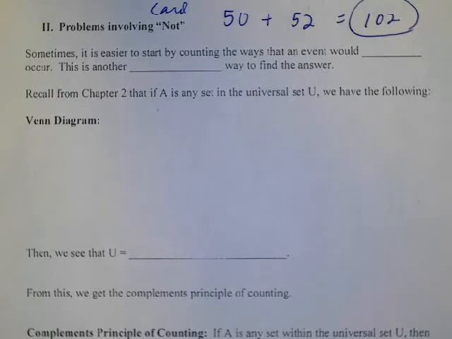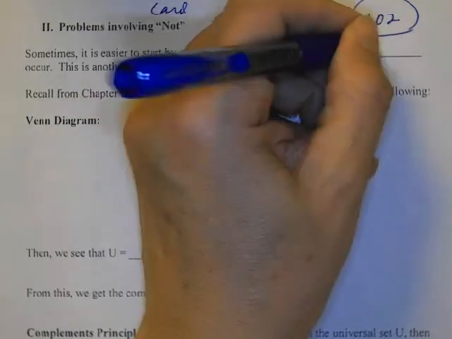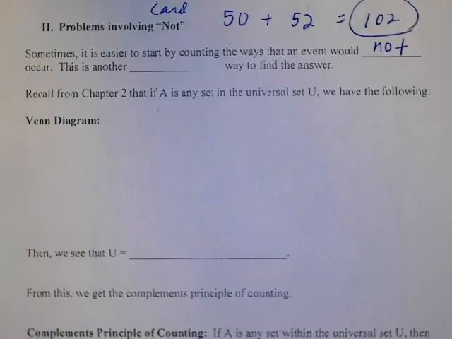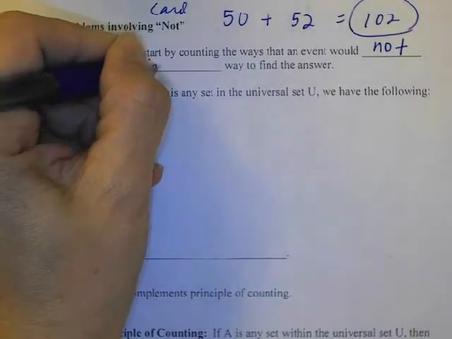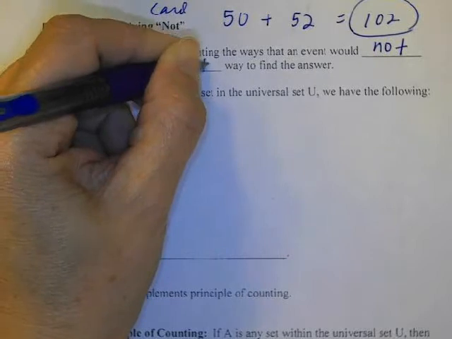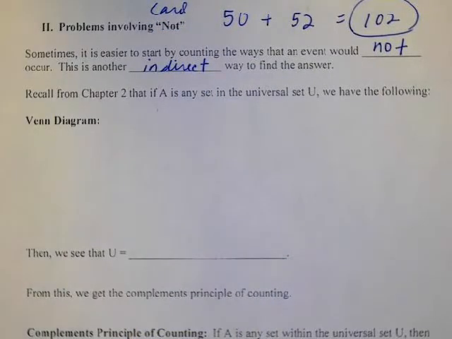Alright, now we're going to look at the other option in 10.5, which is problems involving the idea of not. This is, again, another indirect way of thinking. Sometimes it is easier to start by counting the ways that an event would not occur. So this is an indirect way to find our answer.